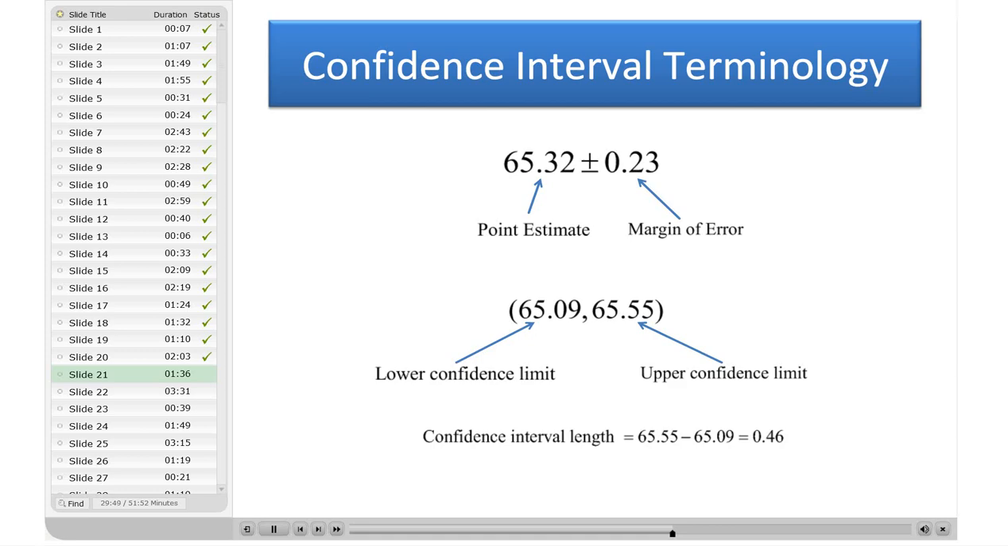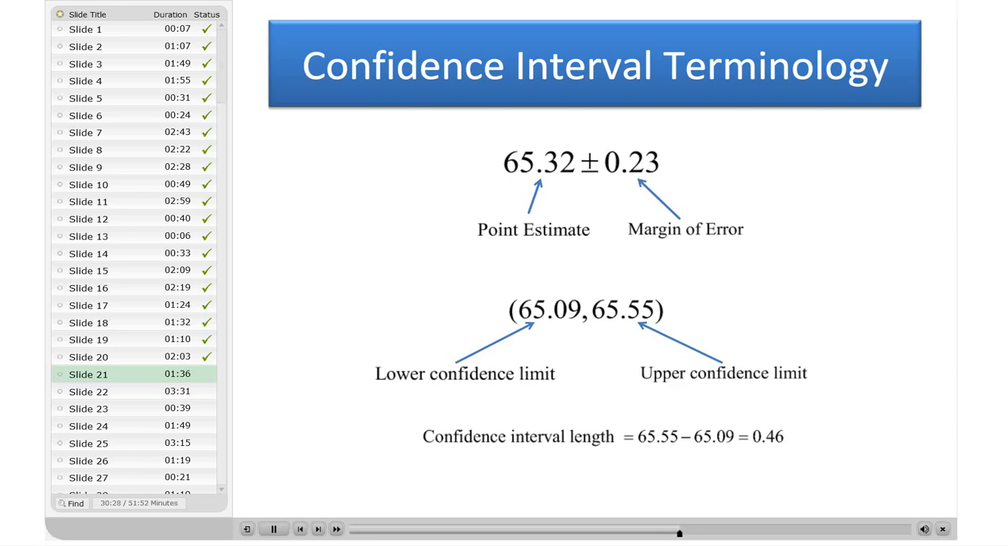We calculate that with z sub alpha over 2 times sigma over the square root of n. Once we actually subtract the margin of error and add it to the point estimate to get a confidence interval, the small number we get is the lower confidence limit. And it's called that because this is the lowest that we think that the population mean could be. And then 65.55 here would be the upper confidence interval limit because it's the highest that we think it could be. Now, we're not 100% confident that the population mean is in this range. We're only 99% confident in this example. But that's a pretty high level of confidence.